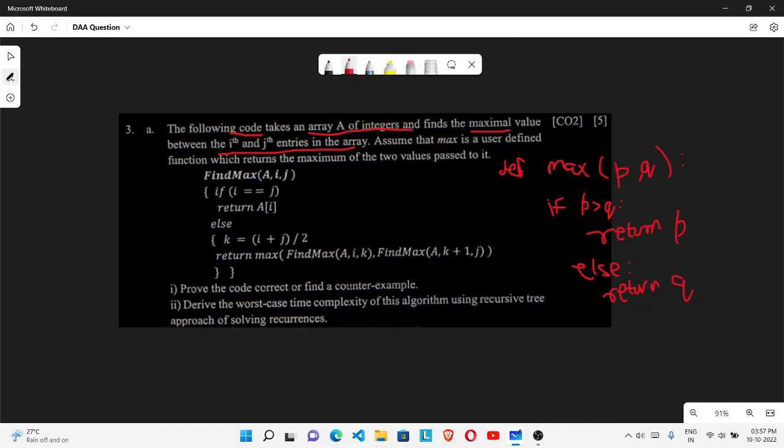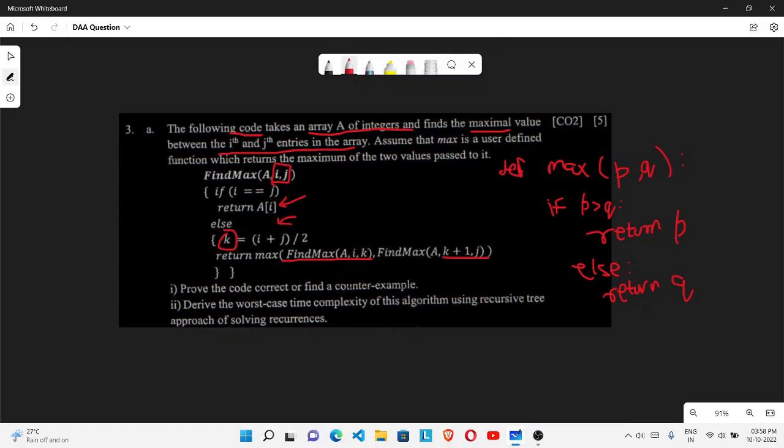So inside the function, if i is equal to j, so if these two indices are the same, then we return the array element at that index. This is a base condition in the recursion. If i is not equal to j, what we do is we calculate the midpoint and we return the maximum of the range i to k and k plus 1 to j, where k is the midpoint of i and j.